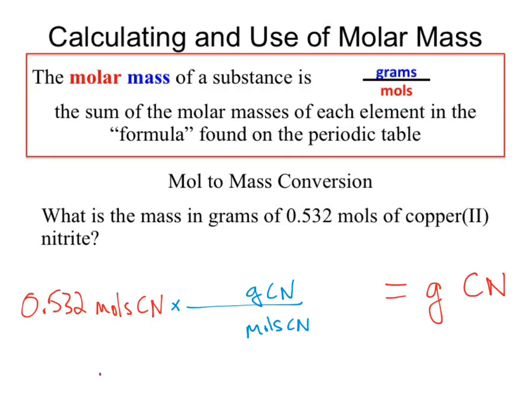63.65. I'm looking at cobalt. That's why that's wrong. 63.55 plus what is nitrite? It is a polyatomic ion.